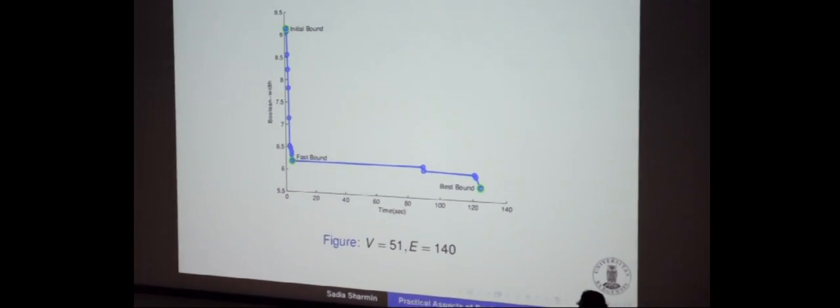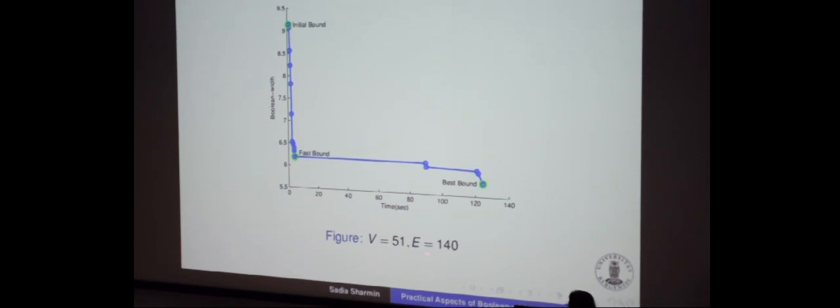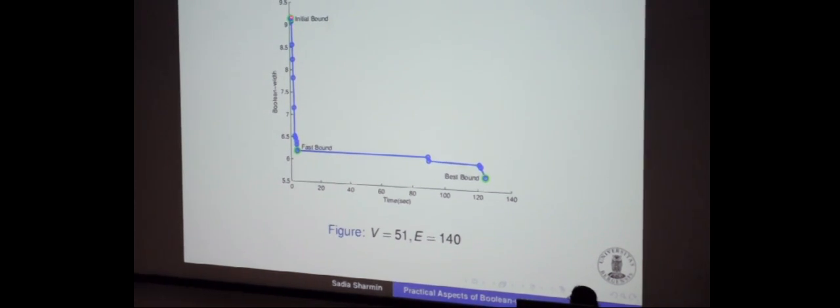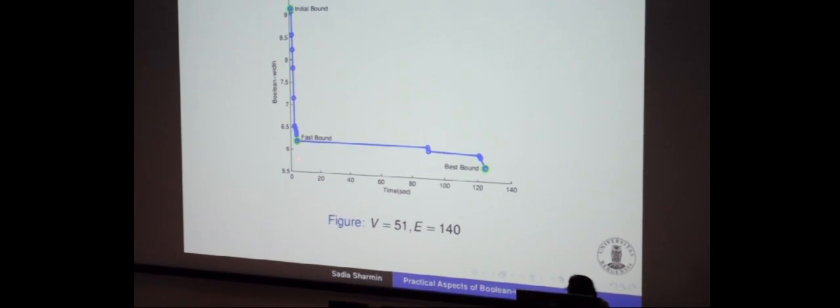And let's look at how local search improves the Boolean width of the initial decomposition tree. So this is a graph of 51 vertices. We found an initial decomposition of 1, and then it rapidly improved via local search and came to a little more than 6 within almost 5 to 6 seconds. And then it took quite long, around 100 seconds, to get a little improvement. And then we stopped.